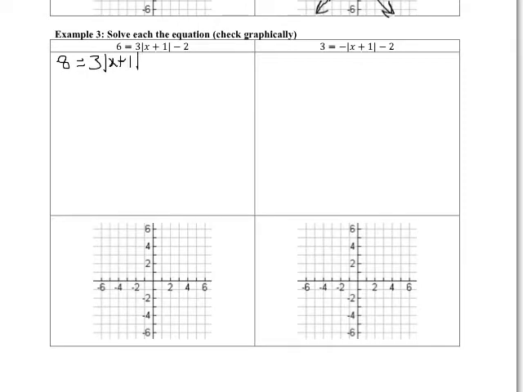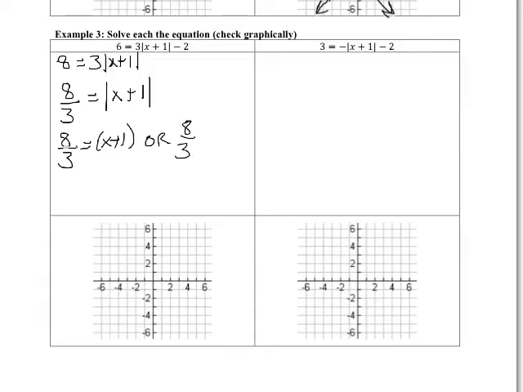And then we're going to divide by 3, and we get 8/3 is equal to absolute value of x plus 1. And then we need to split the absolute value equation. So we have either 8/3 is x plus 1 or 8/3 is equal to negative x plus 1. And we do that because that's what the absolute value function is saying, that it takes on those two values.